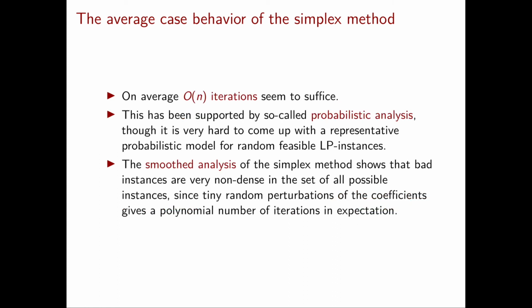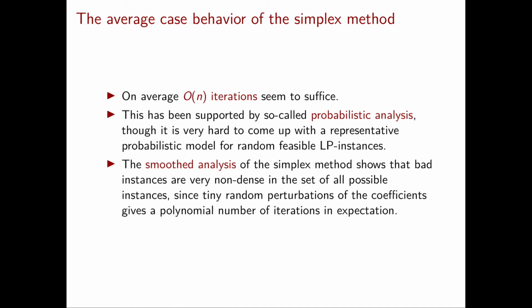Computational experiments indicate that on average big O of n iterations seem to suffice. Note that this upper bound big O of n first doesn't even depend on m. Secondly, it's a polynomial in n and it's actually just a linear function in n. So not only is this number of iterations polynomial, but it's a very small polynomial. This average upper bound has also been shown in some sense using a probabilistic analysis.